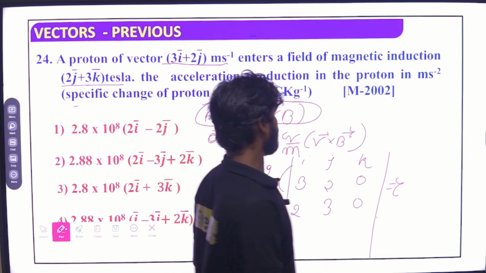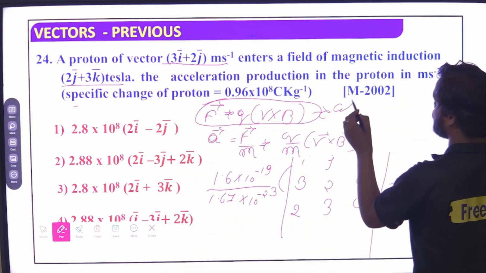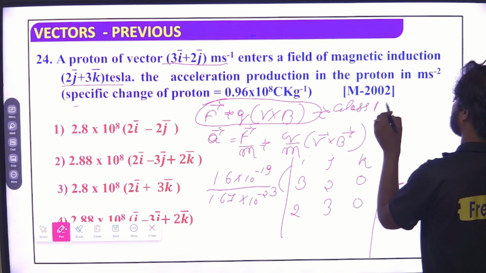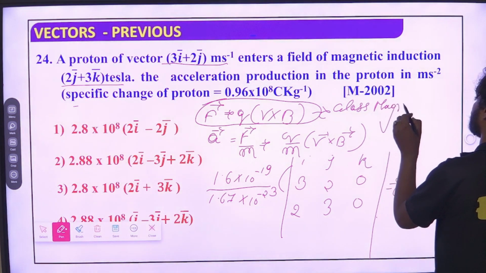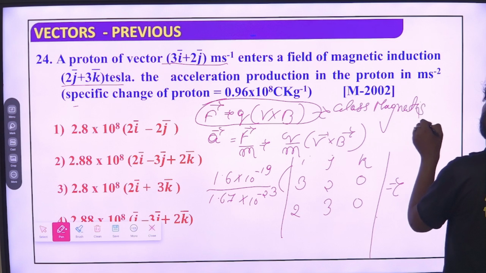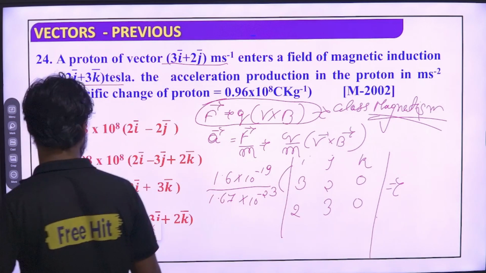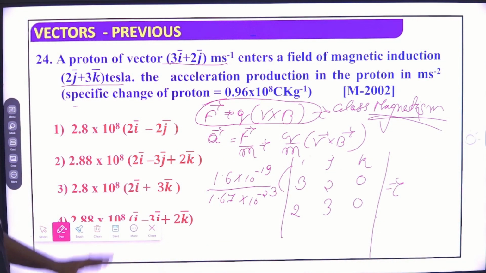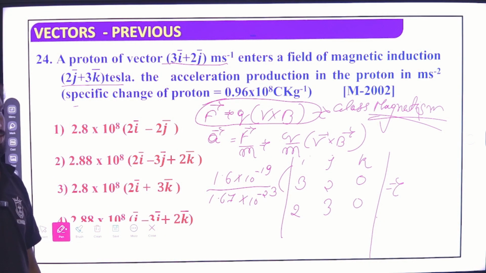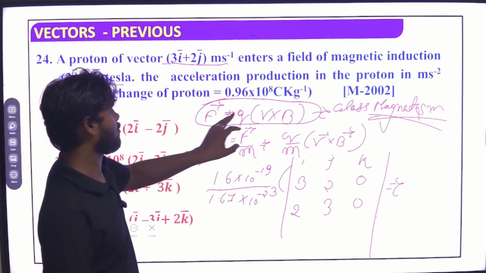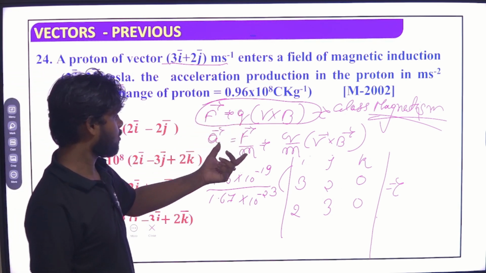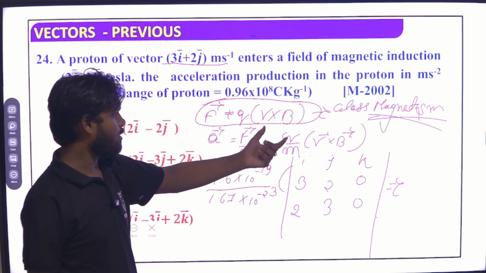You will study this in class 12 when we start magnetism. In magnetism we will study this thing. For now, just that much is important. So for now, if you want to solve this question, just remember this formula. Then acceleration will be force by mass. Clear? And just put the values.